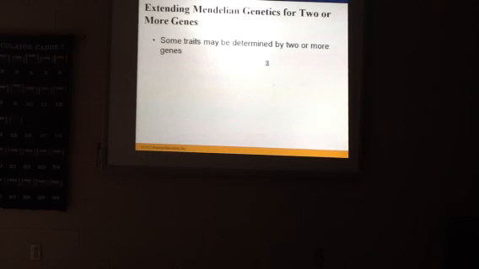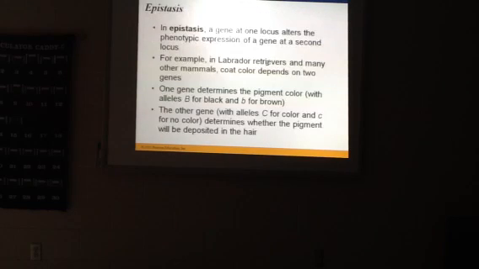Extended Mendelian genetics for 2 or more genes. Some traits may be determined by 2 or more genes. In epistasis, a gene at one locus alters the phenotypic expression of a gene at a second locus. For example, in a Labrador retriever and many other mammals, coat color depends on 2 genes, not just one. One gene determines the pigment color, so we use capital B for black and lowercase b for brown, and the other gene has alleles capital C and lowercase c, color and no color, which determine whether the pigment will be deposited in the hair.